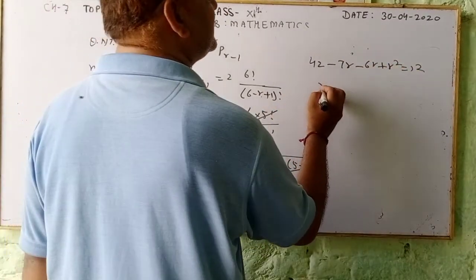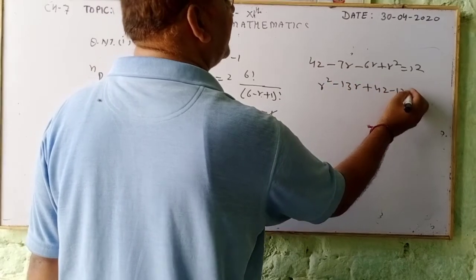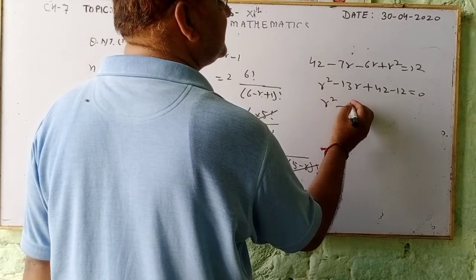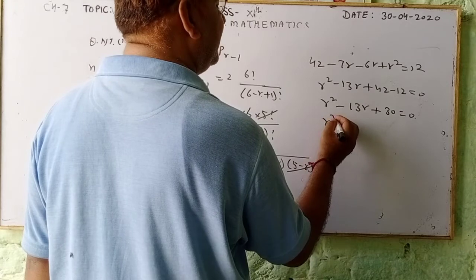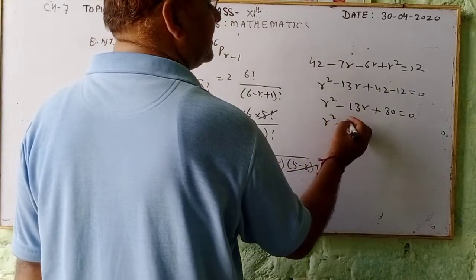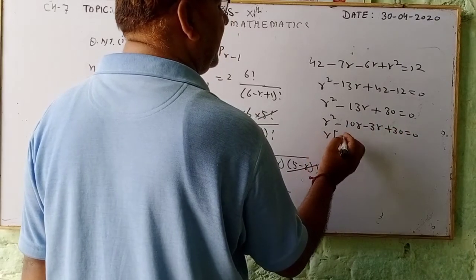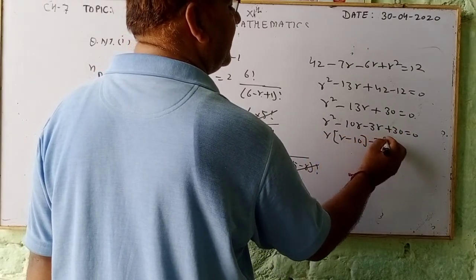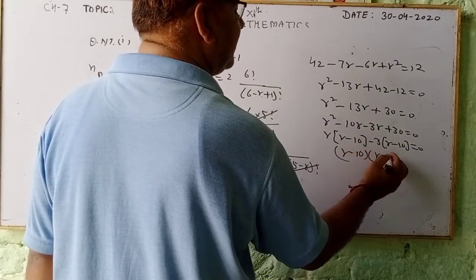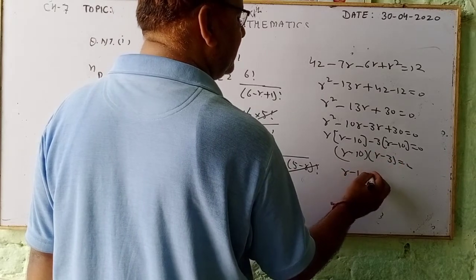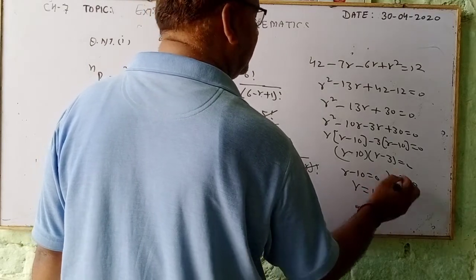So this can be written as r square minus 13r plus 42 minus 12 equals 0. r square minus 13r plus 30 equals 0. So now using the method of factorization, r square minus 10r minus 3r plus 30 equals 0. We take r common: r into r minus 10 minus 3 into r minus 10 equals 0. Taking r minus 10 common, r minus 10 into r minus 3 equals 0. So r minus 10 equals 0 and r minus 3 equals 0. r equals 10 and r equals 3.